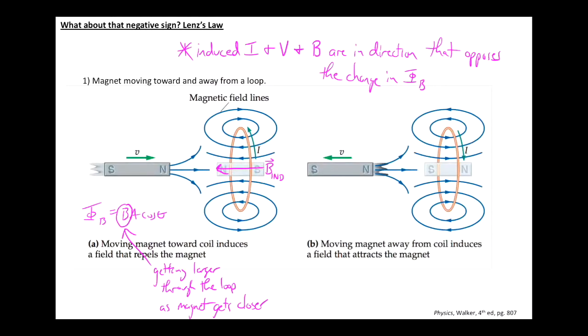Where is theta measured from in the flux equation? That's the angle between the area vector, which is perpendicular to the loop, and the magnetic field vector. So maybe if you drew a little area vector this way, and the magnetic field vector, which started in the same direction, the angle there is 0.